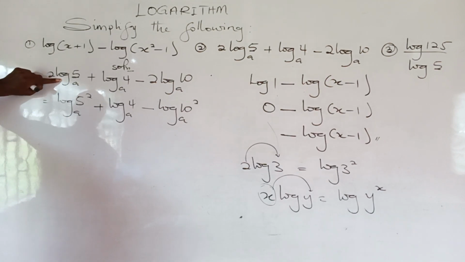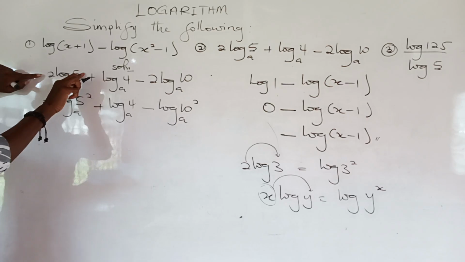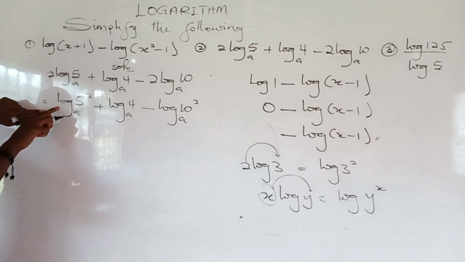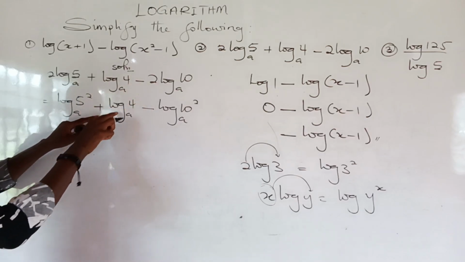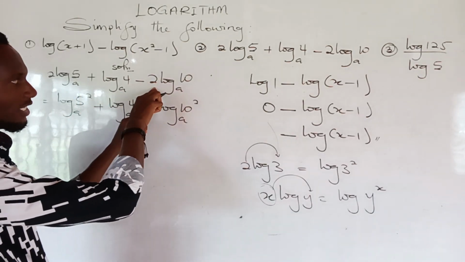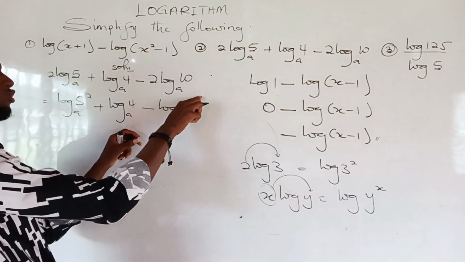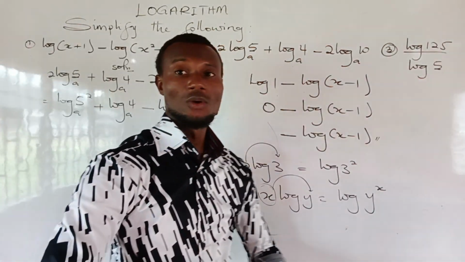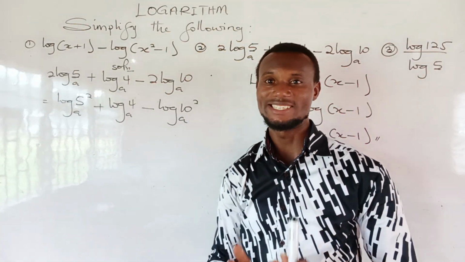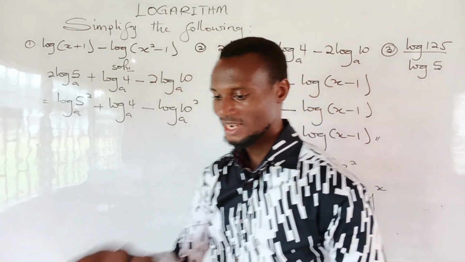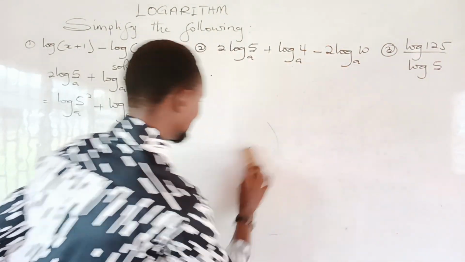So having 2 log 5 to the base a, the 2, which is a coefficient, will come and become a power to the 5 here. So that's why I have log 5 to the power 2 to the base a, plus my log 4 to the base a is here, then minus, then the 2 here also will come and become a power to the 10. That's why I have log 10 to the power 2 to the base a here. That's what we just applied. That's the power rule. I hope the explanation is clear enough up to this point. Let me clean this from here and let's proceed and simplify further.